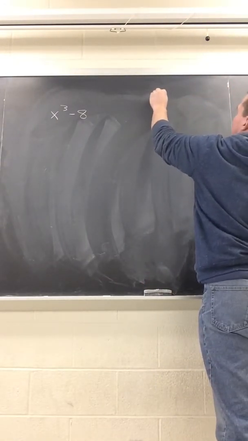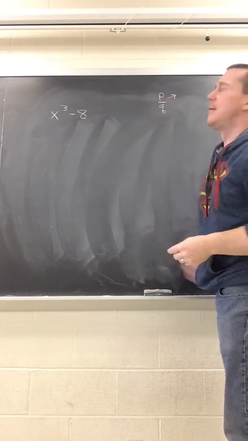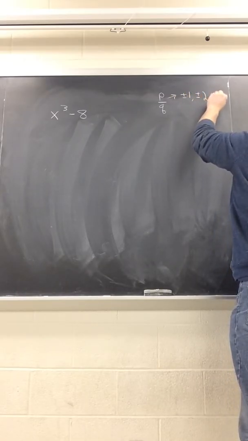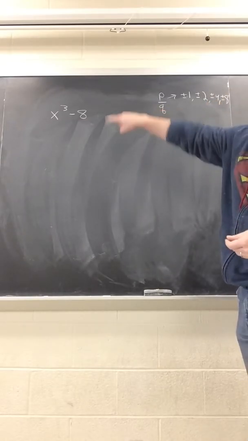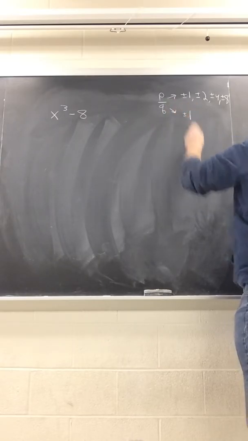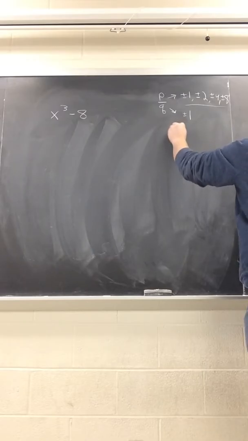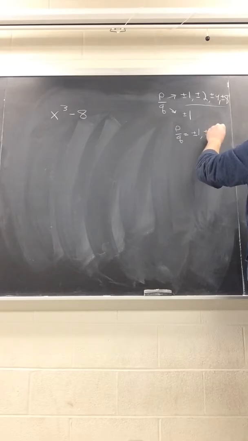So let's see. The possible rational roots are p over q. P has to be a factor of the constant. Factors of 8 are plus or minus 1, plus or minus 2, plus or minus 4, and plus or minus 8. Q has to be a factor of the leading coefficient. So the possible values of q, well, that's just plus or minus 1. Now we take all the quotients, p over q, but in this case, since q can only be 1, p over q has to be plus or minus 1, plus or minus 2, plus or minus 4, or plus or minus 8.